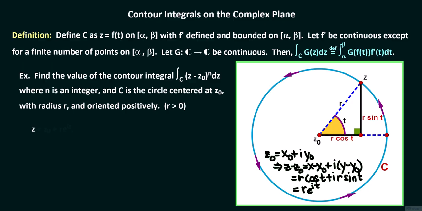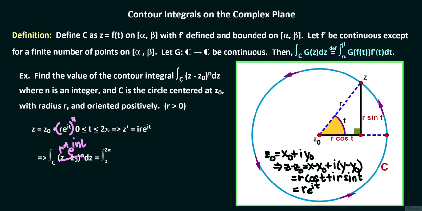Therefore, z equals z sub 0 plus r times e raised to the power i times t. We set t to be between 0 and 2 pi. Z prime equals i times r times e raised to the power i times t, which is never 0. And so inside the integral, we have the nth power of r times e raised to the power i times t, or r to the nth power, times e raised to the power i times n times t. dz is i times r times e raised to the power i times t dt.